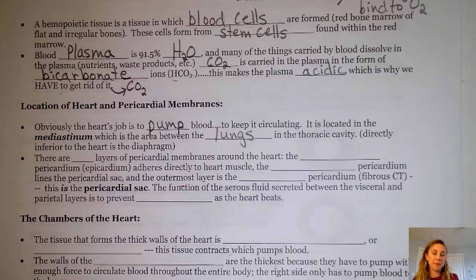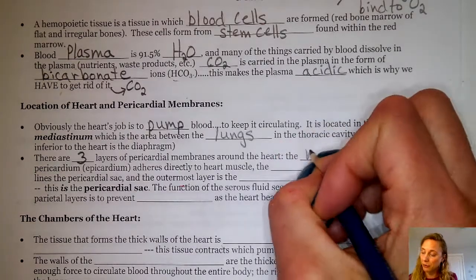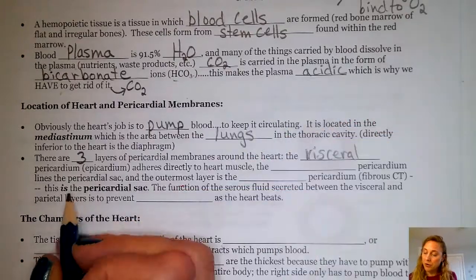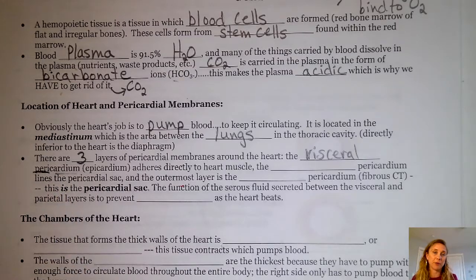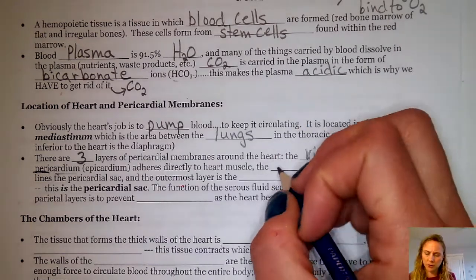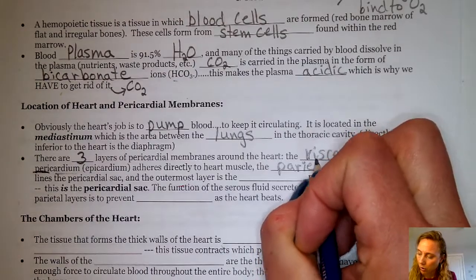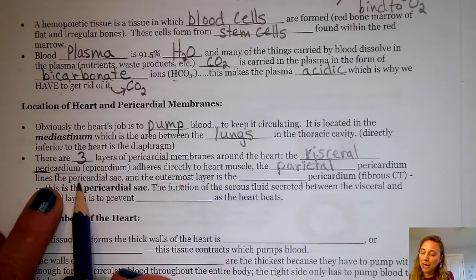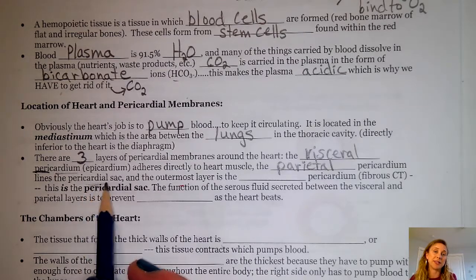Okay. There are 3 layers of pericardial membrane. Remember the membranes around the heart? The visceral is directly on the heart itself. Visceral means organ, and we call it visceral pericardium. Peri is like perimeter and cardium for the heart, perimeter of the heart. Some people call that epicardium, adhering directly to the heart muscle. Then we have the parietal, which means kind of like wall. That's the parietal pericardium lining this pericardial sac, so it makes a sac inside of that sac.